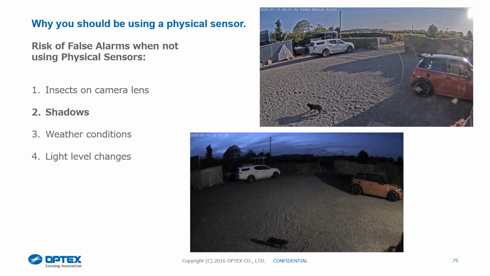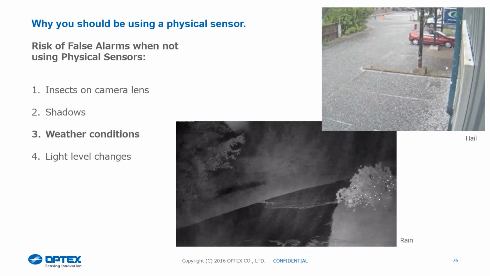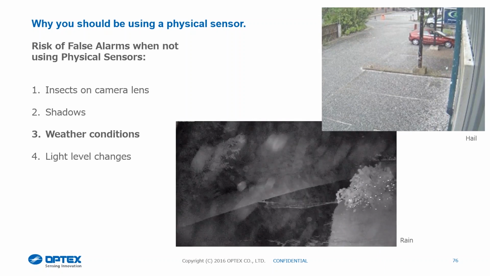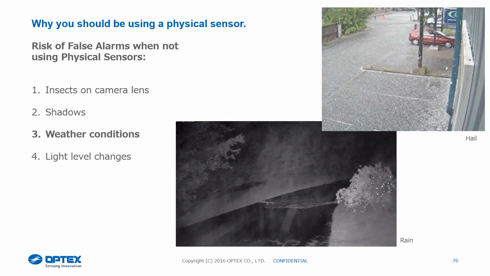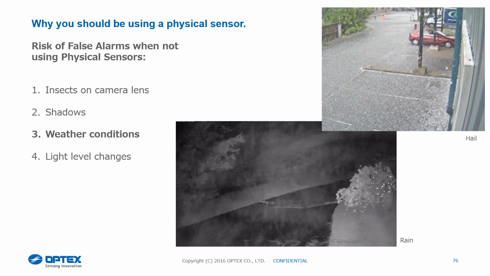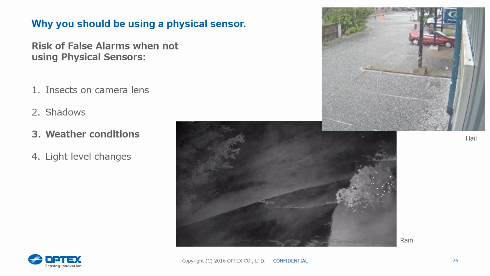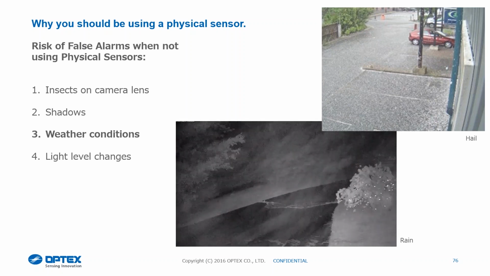Looking at weather conditions, again, especially with cameras with built-in IR, you can get reflection from snow or rain that's going to cause false activations. The scene on the top right-hand corner there, we've just got a hail shower that's come in. Again, you get different contrasts happening in the background, so we're getting false activations that have occurred there.